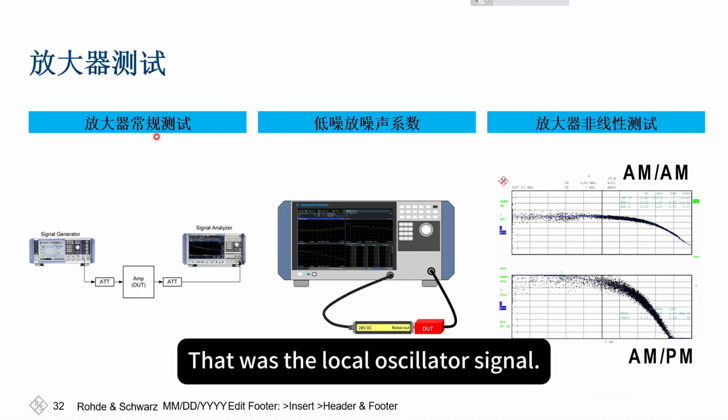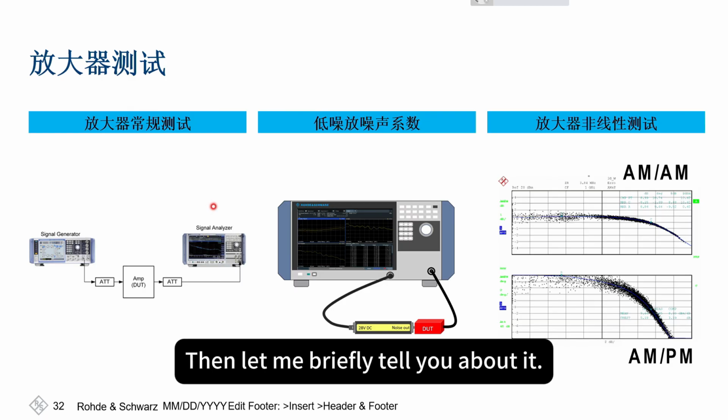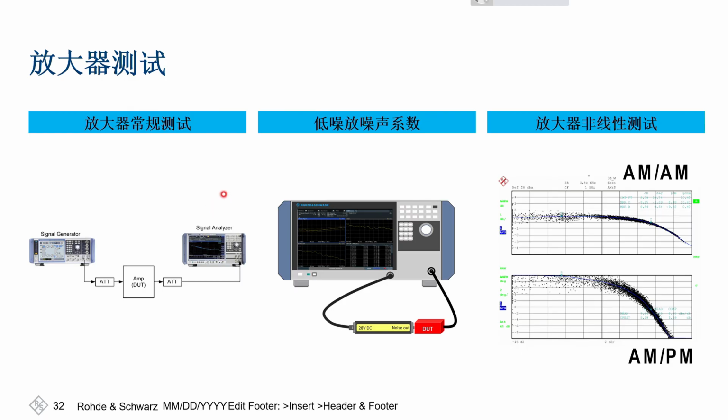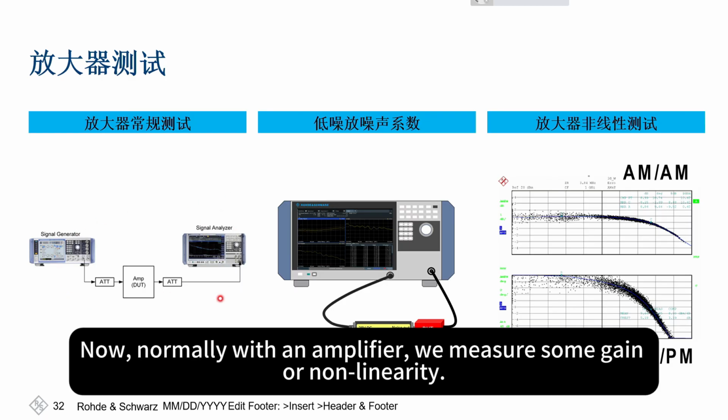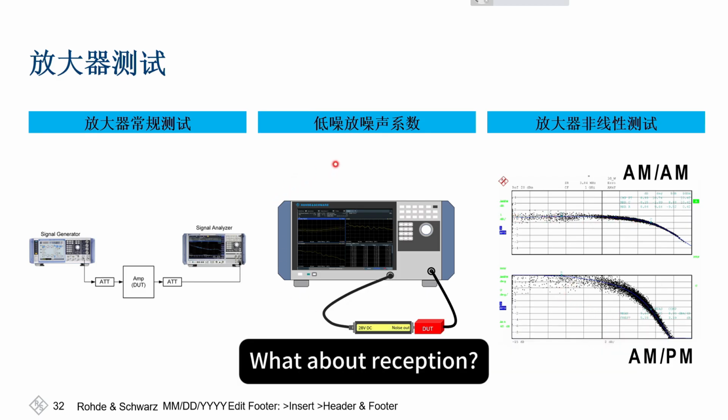That was the local oscillator signal, and of course, amplifier testing. Then let me briefly tell you about it. Now, normally with an amplifier, we measure some gain or nonlinearity. It can also be measured with a network analyzer or a spectrometer, such as AM or FM distortion, AM or PM distortion.